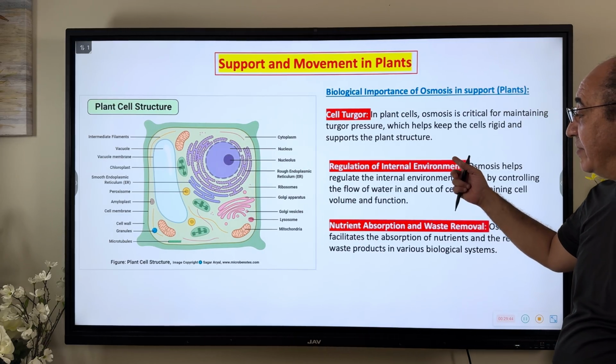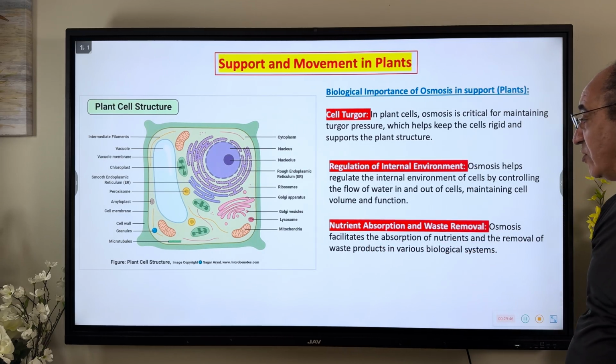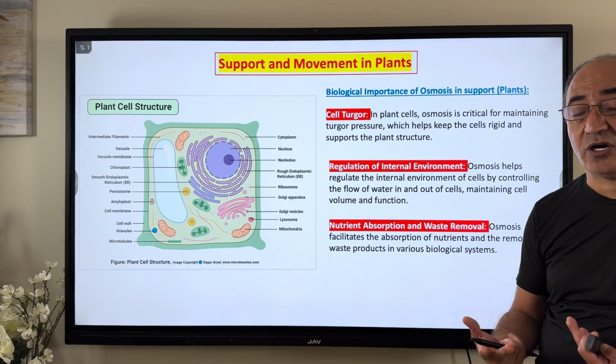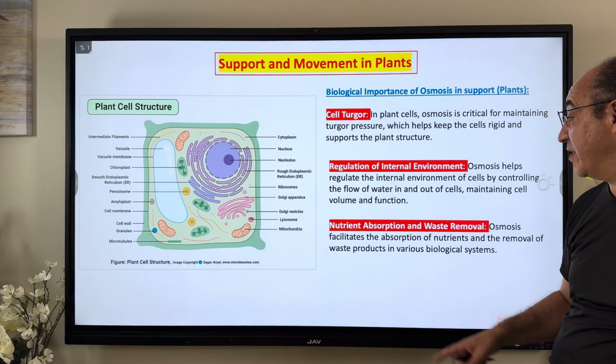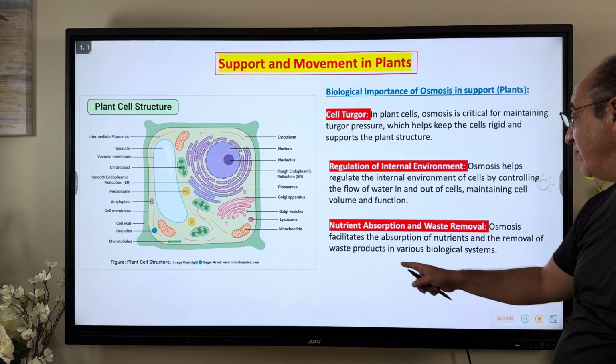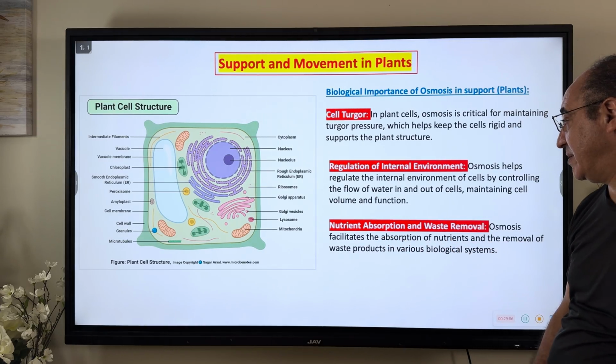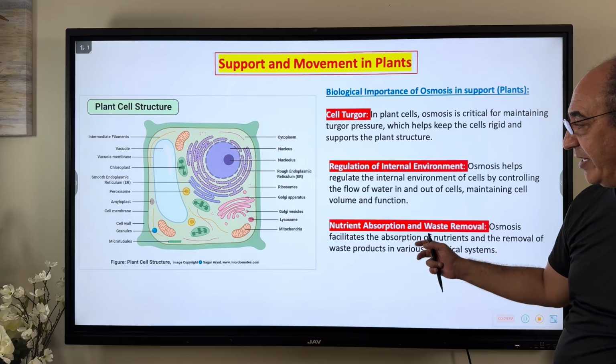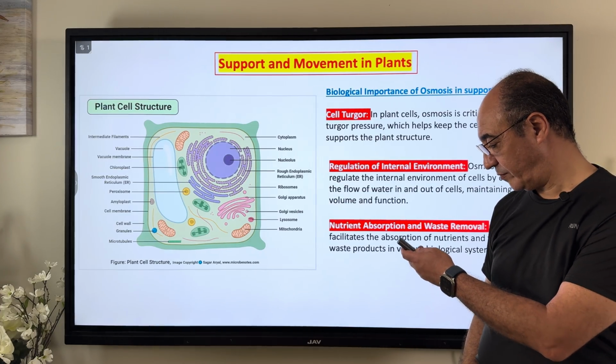The third function is nutrient absorption and waste removal, because again, that process is dependent on the difference in the concentration. So osmosis facilitates the absorption of nutrients and the removal of waste products in various biological systems. We didn't talk about that much, and I don't think you need to worry about that part.